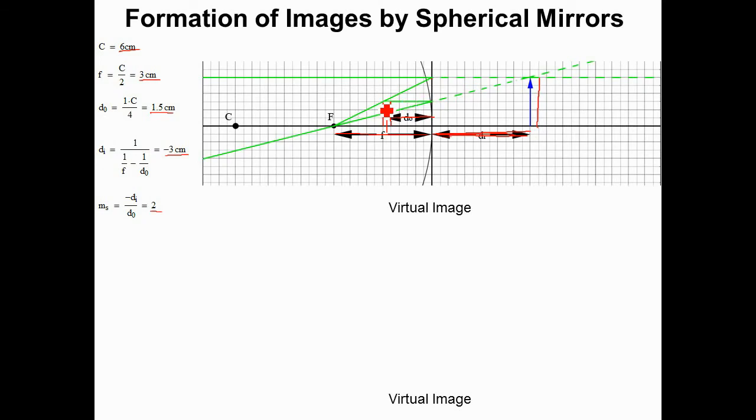So to do the ray drawing, I'm going to start here at the object, and I'm going to go parallel till I get to the mirror, and then I'll go back through the focus, and then I'll just extend the line that I just drew through the focus back behind the mirror.